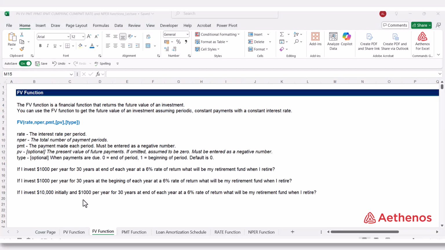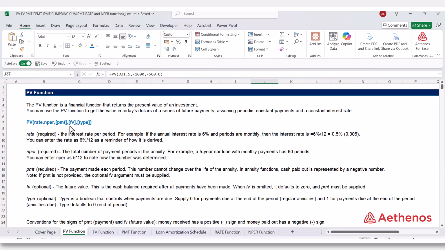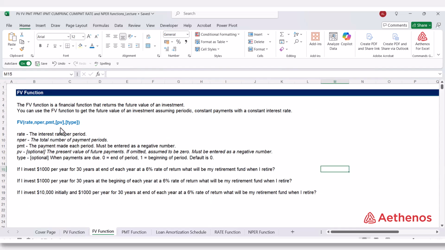The future value function is the opposite of the present value function. Here we are calculating the future value of an investment. Here again we are assuming periodic constant payments with a constant interest rate. The function is similar in syntax to present value. The difference is we have FV for future value here, and PV for present value. So rate, number of payments, PMT, present value is there, and then the type is also similar to the present value function.